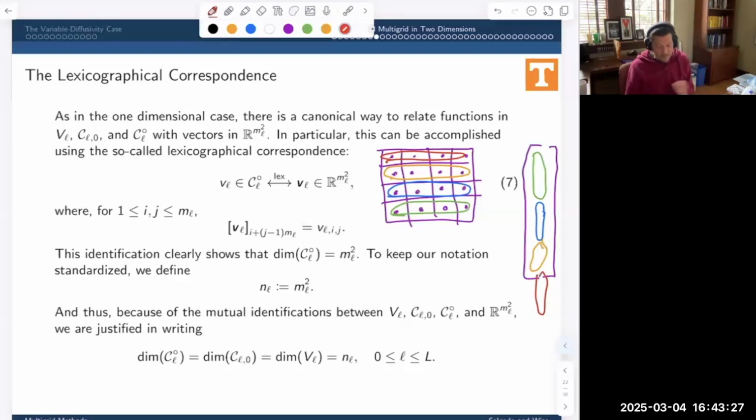Right? So that's how I map the grid functions into vectors. And of course, I can go the other way around as well. If you give me a vector with 16 elements in it, I can immediately create a grid function that has 16 degrees of freedom. That shows you right away that the dimension of this space, for functions in this space, is exactly the same as the dimension of objects in this space with vectors of length ml squared. So the dimension of the space is ml squared.